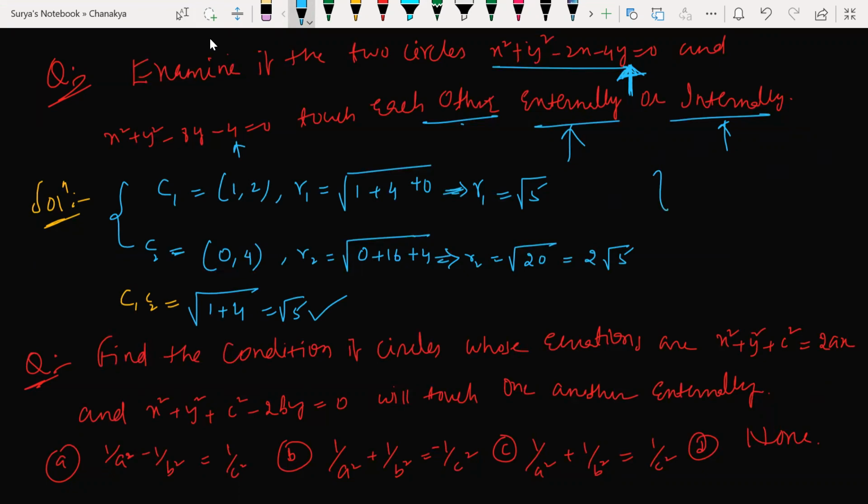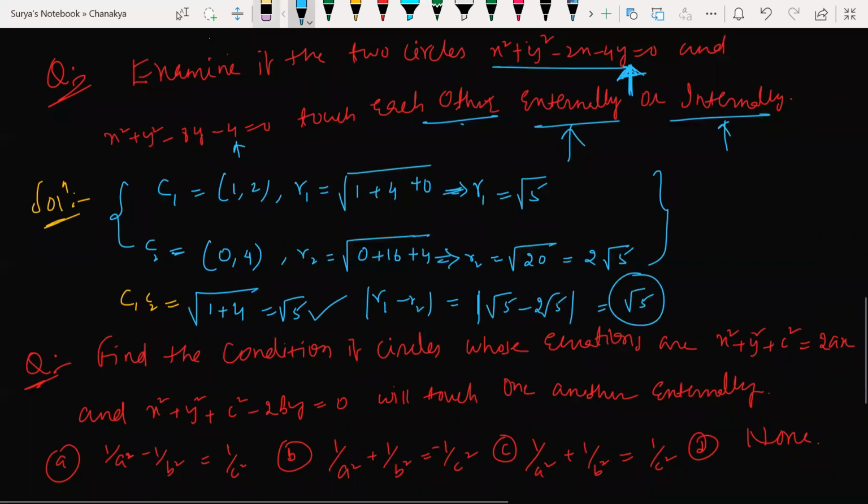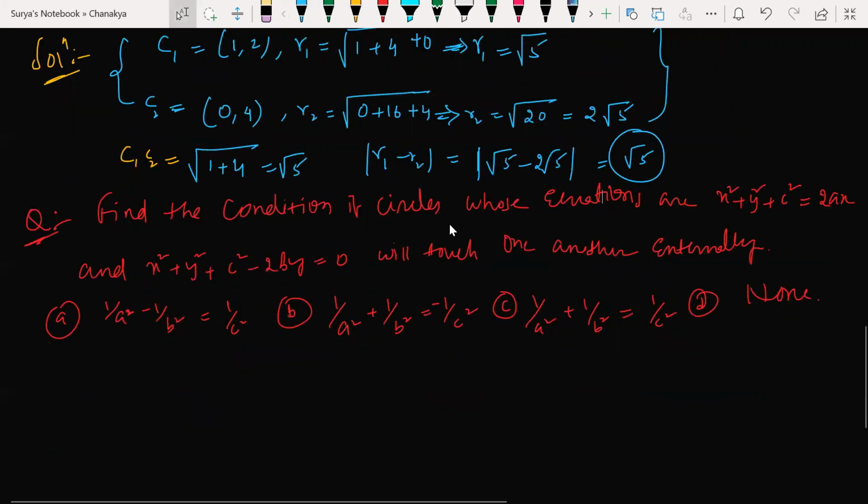Now, what exactly can you see from R2 and R1? Can I do R1 minus R2? R1 minus R2 is root 5 minus 2 root 5. How much am I getting? Root 5 only, right? Am I getting my point? Are you getting my point? Guys, are you understanding here?